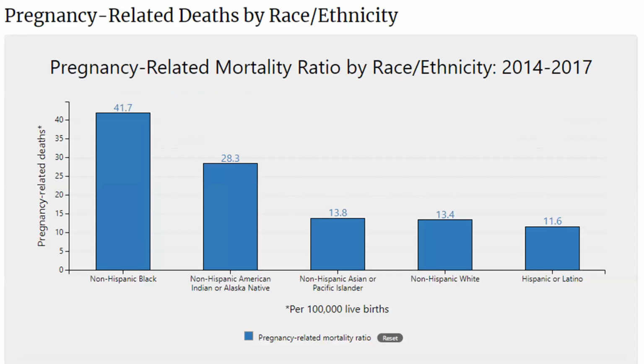And then looking at it by race and ethnicity, and I'm sure you've heard about this. It's been talked about quite a bit in the last, I'd say 6 months to a year. If you are of color, you have 4 times the rate of mortality around childbirth than you do if you are not of color.